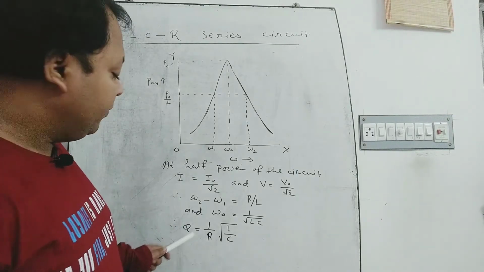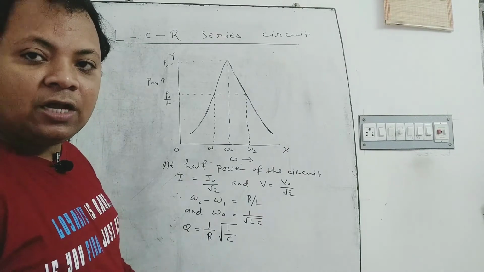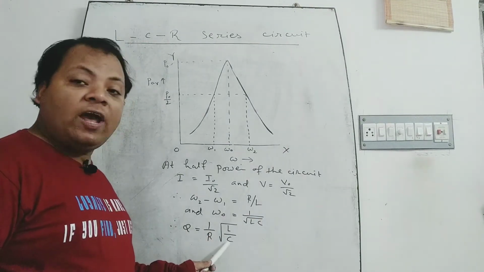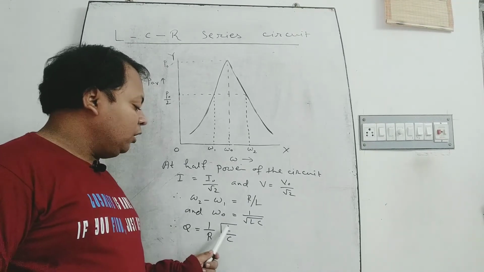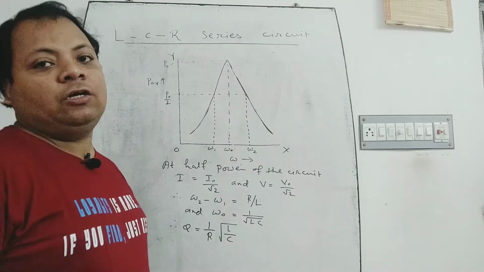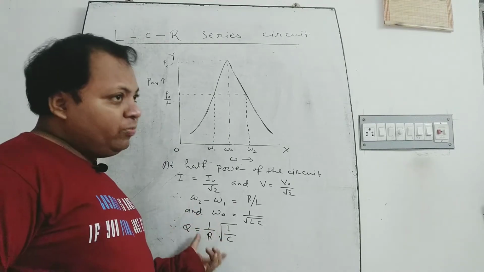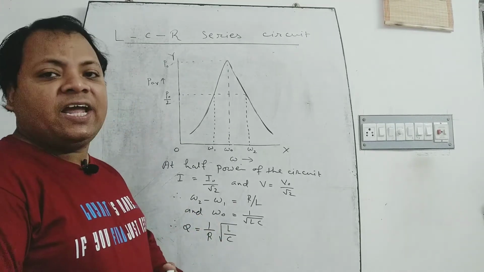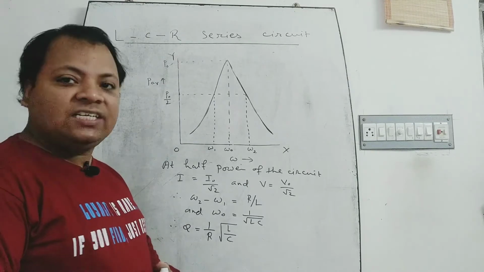From this formula, we can easily say that the quality factor of a circuit is inversely proportional to the resistance of the circuit, directly proportional to the square root of the inductance of the circuit, and inversely proportional to the square root of the capacitance of the circuit. That is, when the resistance decreases, the quality factor of the LCR series circuit also increases.